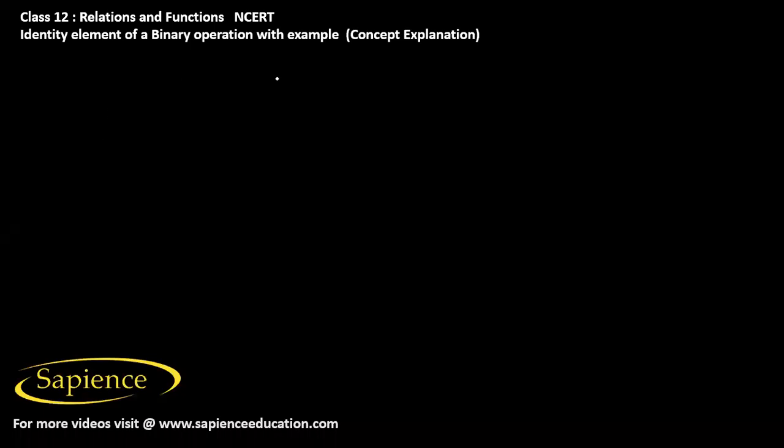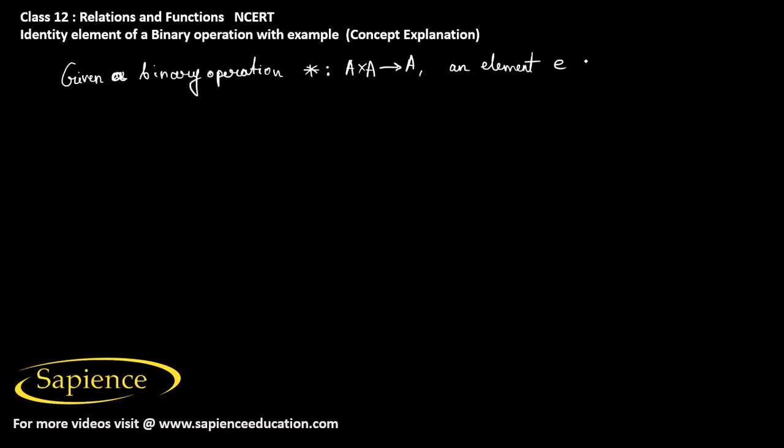So here we shall explain the concept of the identity element of a binary operation with some examples. The identity element of a binary operation is defined as follows: given a binary operation star which maps A cross A to A, an element E which belongs to the set A, if it exists, is called the identity element.